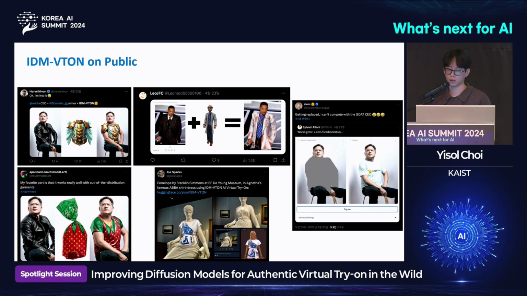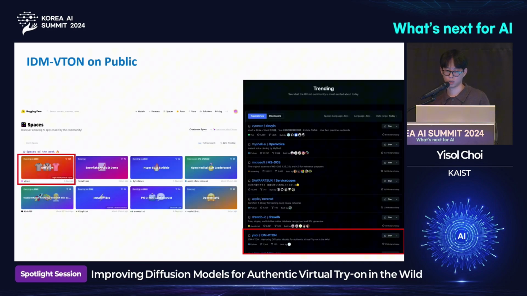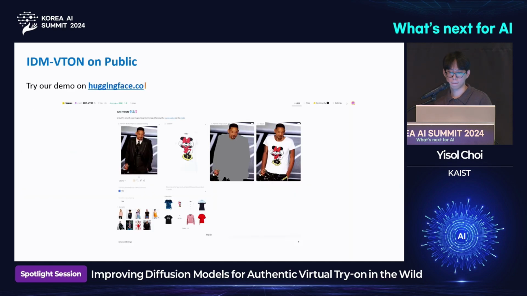Since our model really works well in real-world scenarios, like user-uploaded photos, our method attracted a lot of attention from the public on social media platforms like Twitter, and we also attracted attention from AI developer communities like Hugging Face and GitHub by ranking as the top one trending project. And we also have a demo page on Hugging Face, so if you're interested, you can check it out and try it with your own photo.